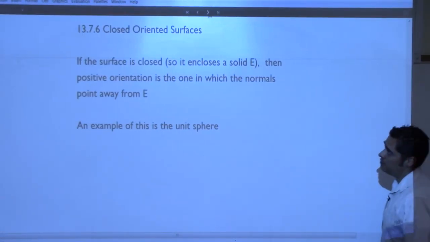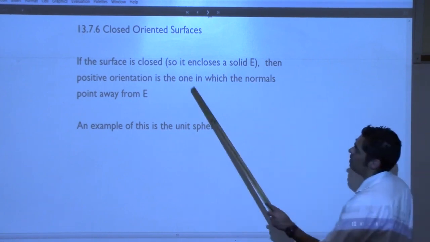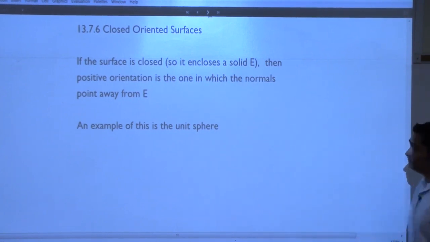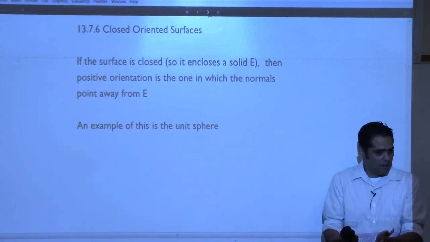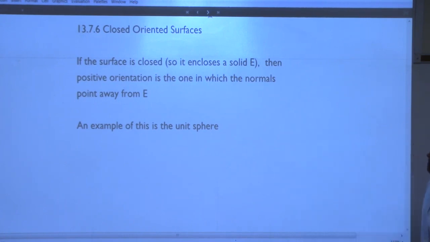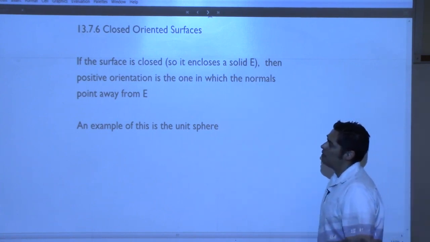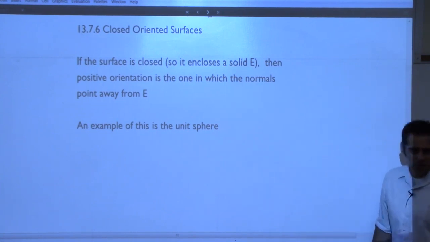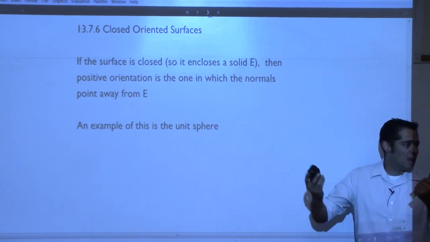With all that said, we now want to talk about a closed-oriented surface. If the surface is closed so that it encloses a solid E, so imagine you have a surface that actually closes itself off. A sphere is a great example of a closed surface. The solid which it encloses we call E. Then positive orientation of the surface is the orientation where the normal vectors point away from the solid.